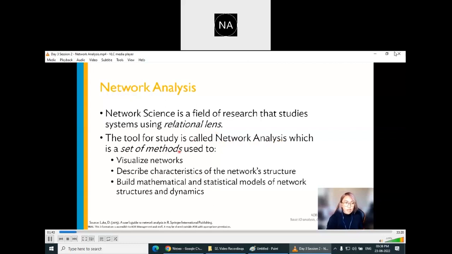And a way to study networks is by using network analysis. So network analysis is simply just a set of methods. And this set of methods consists of being able to visualize your network, describing your network structure, and then measuring your network structures and dynamics using mathematical and statistical models.